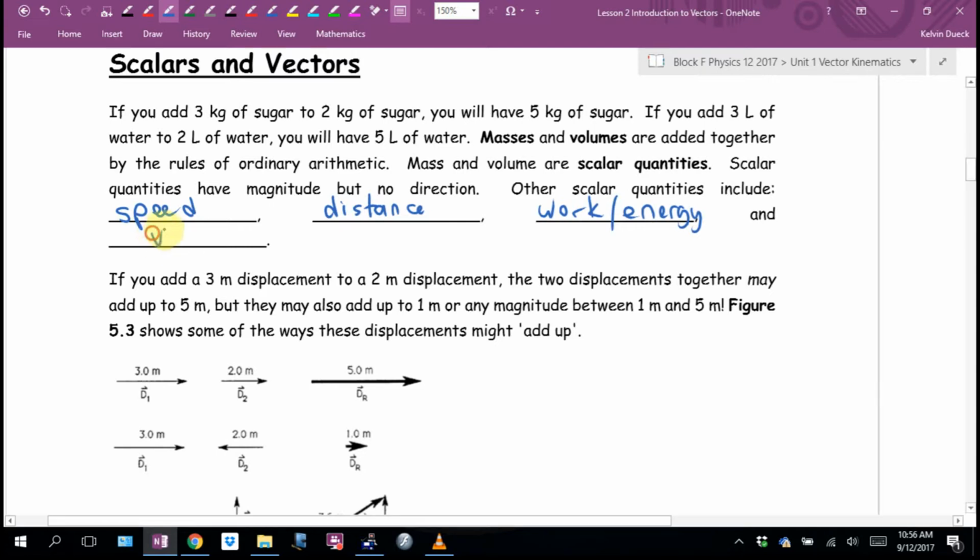Voltage, you'll learn later, is a scalar. Has magnitude only, but no direction. Now, these can be negative or positive, because a negative is still a magnitude. It just means a loss of something.